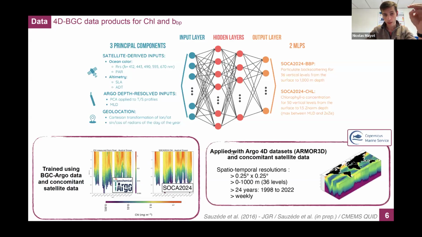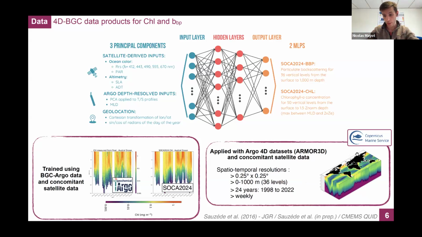And so now, by giving this neural network a 4D data set of TS data, we can have a 4D data set of chlorophyll and BBP. The spatial and temporal resolution of this data set is a quarter of a degree between 0 and 1,000 meters, for 24 years, from 1998 until 2022, at a weekly time resolution. And this data set is freely available through the Copernicus Marine Services.